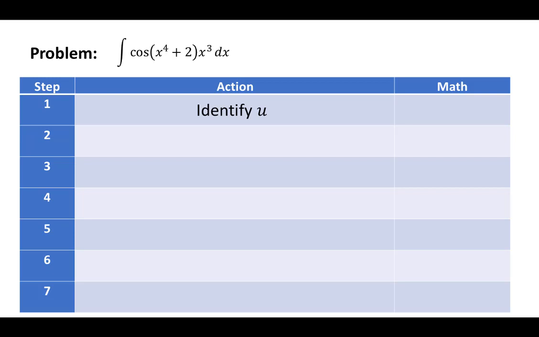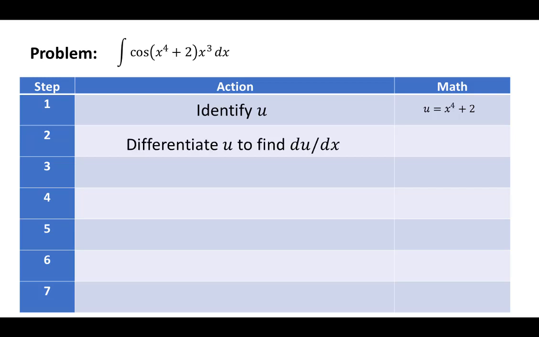You may hit a brick wall. You just try a different u. But we're going to start off with the right u. The right u to pick here is u equals x to the 4th plus 2, because if you look at this integrand up here, it's the function within a function. So that's where you want to start for u. It's usually the function within another function.